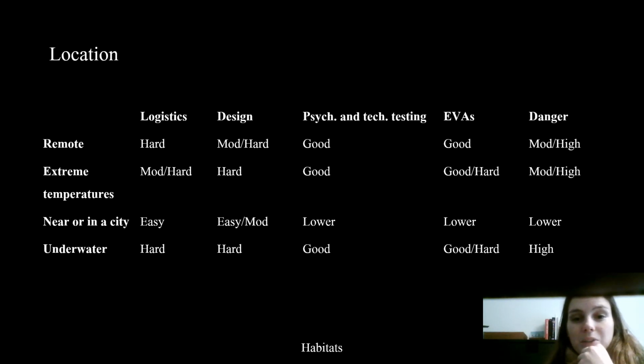Psychological and technical testing, not so good. Why? Again, no isolation, no real danger, so you're not really testing everything, you're not pushing yourself to your limits. And for EVAs, again, same problem. You might meet someone, you might not really feel like you're on the moon if you're working on concrete, or maybe it's the moon in 100 years when we've started building everywhere. It's not really the same thing. And again, danger is quite low.